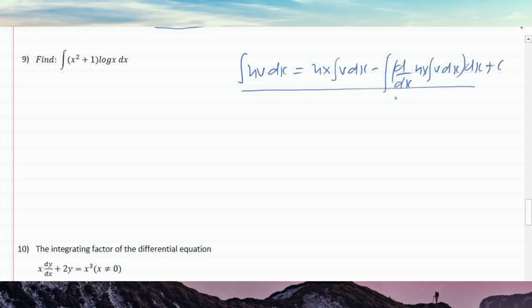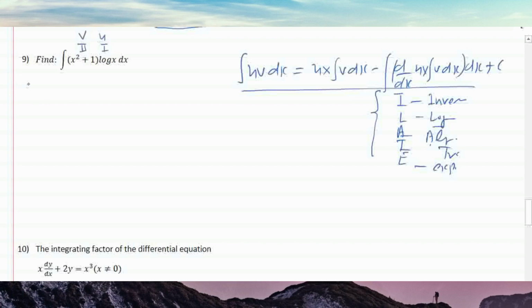One more thing you should know, that is called ILATE. I-L-A-T-E. What is I here? This is inverse, L for logarithmic, A for algebraic, T for trigonometric, and E for exponential. This is a trick to identify which one of them is the first function, right? So here you see this is logarithmic and this is algebraic. So preference should be given to logarithmic. So this is the first function, this is the second. You can say this is u, this is v.